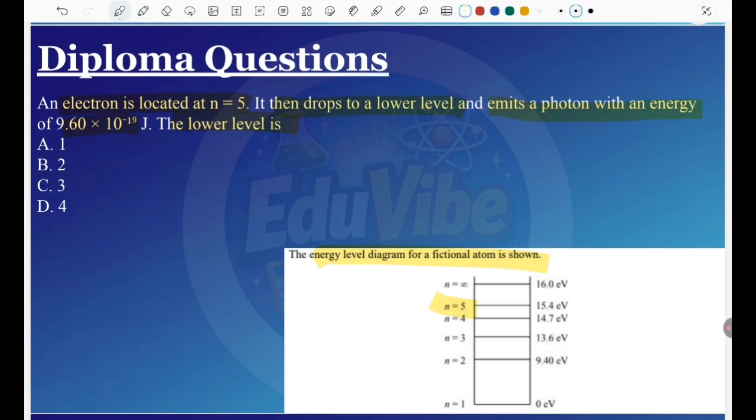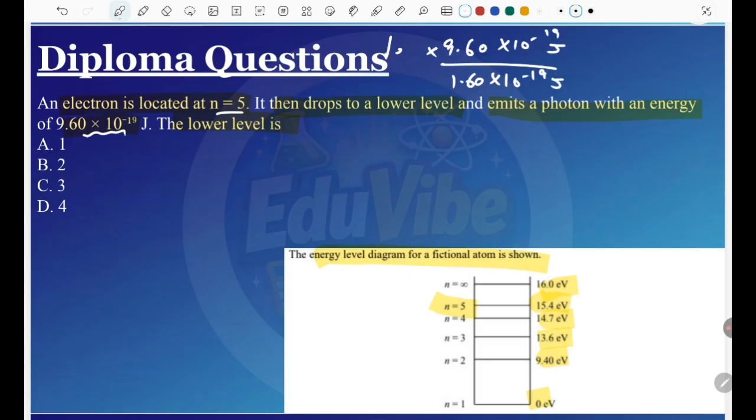Basically, we start with n equals 5, which is given. But we have to do a conversion: the joules should be in eV, because all the energies given over there are in eV, so we need the answer in eV. So we divide 9.60 times 10 to the minus 19 joules by 1.60 times 10 to the minus 19 joules per 1 eV. The joules cancel, and you get about 6.00 eV.